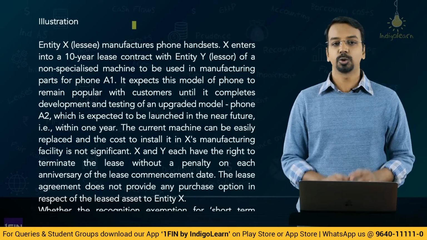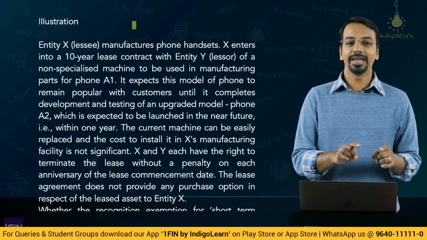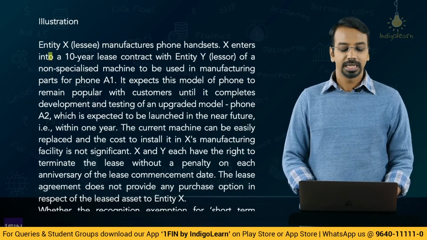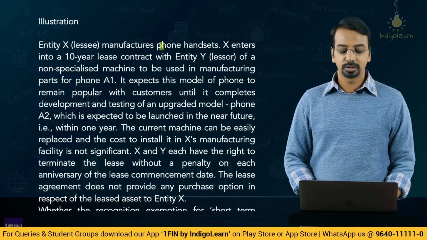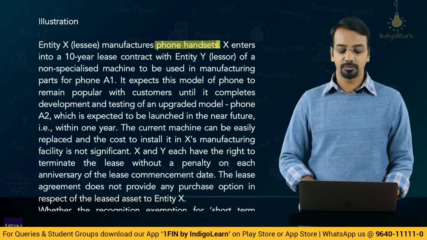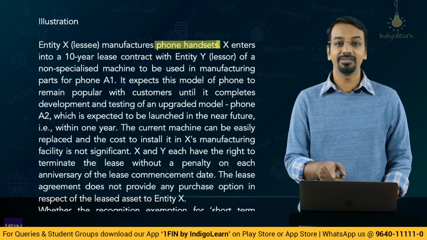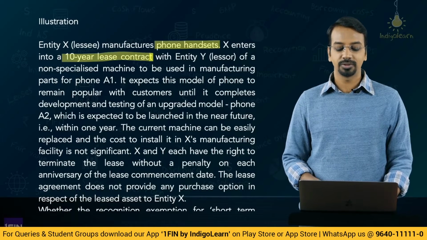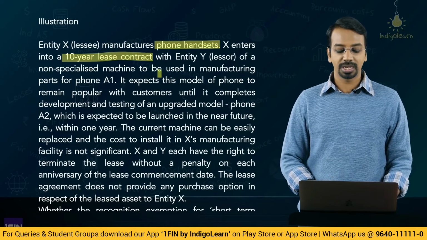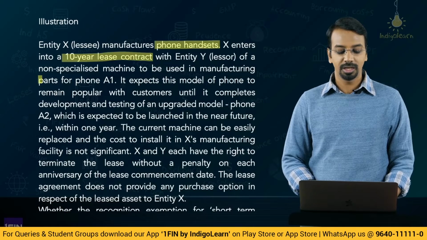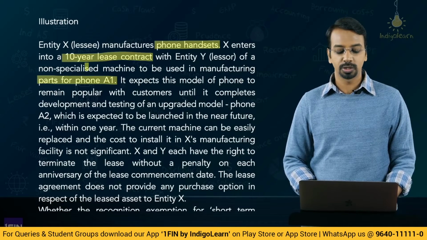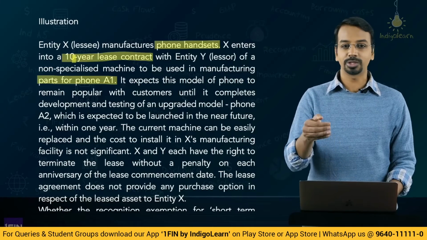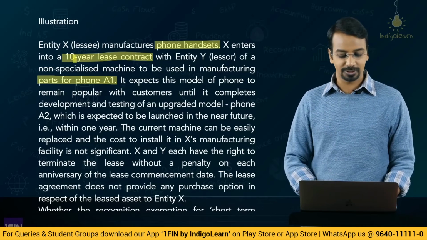Let's have a look at a question to understand whether the exemption related to short-term lease is available in this case or not. Entity X, the lessee, manufactures phone handsets. Okay, they manufacture phone handsets, but that doesn't mean that they will lease phone handsets. X enters into a 10-year lease contract with entity Y of a non-specialized machine to be used in manufacturing parts of phone A1. Now don't think that because it's 10 years, it's not a short-term lease, because the question is a long one. So you have to read the question till the end and then decide on the case.